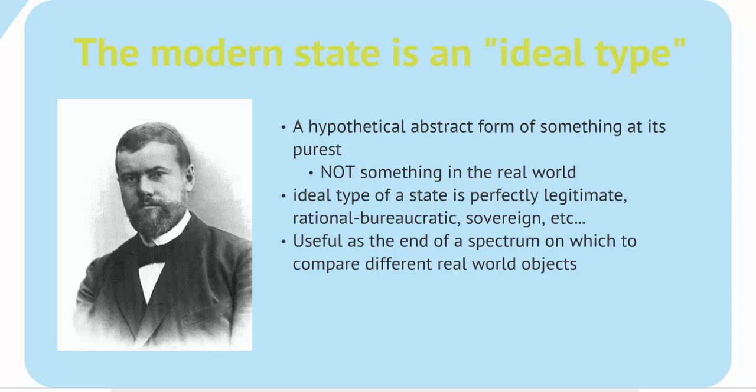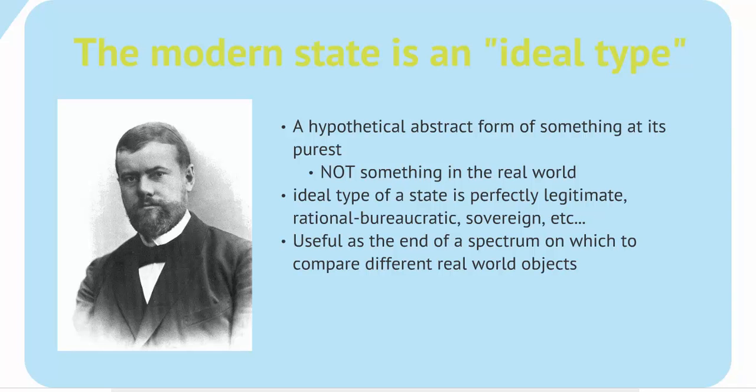The ideal type of the state would have all of the attributes of a state that we've discussed in previous lectures. It would be perfectly sovereign, both internally and externally, unquestionably legitimate, with flawless borders and a completely subservient and supportive populace. We never actually observe an ideal type in the real world. It's too theoretically perfect to actually exist. There is no state that perfectly matches what our ideal type of a state will be.